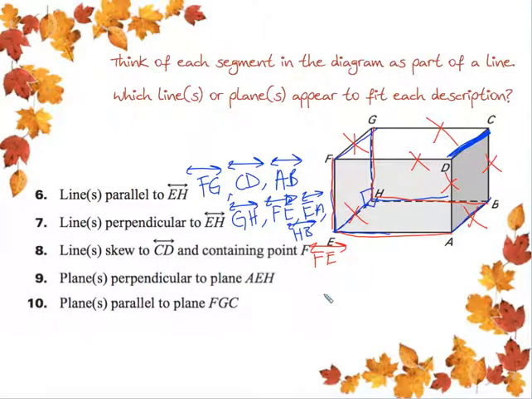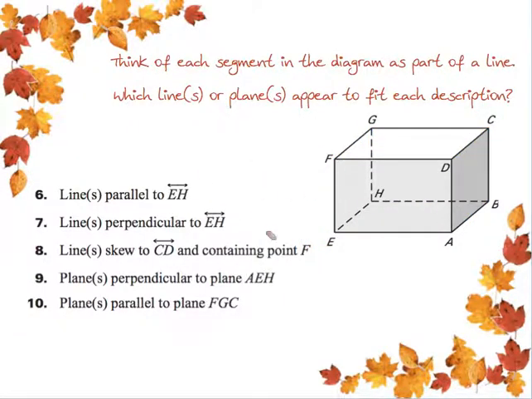Okay, planes perpendicular to AEH. So write this down because I'm about to erase it, or pause it if you need it. Okay, I need a clean slate. So AEH. So the plane that contains all those points is the whole bottom. So even though it doesn't say B, B is part of that. So planes perpendicular to that.